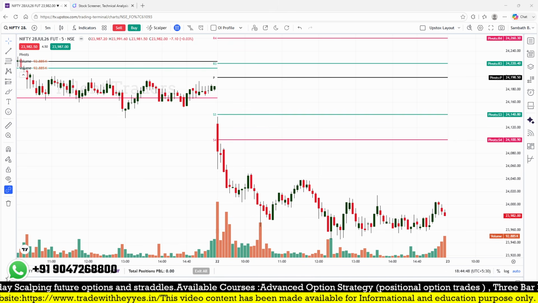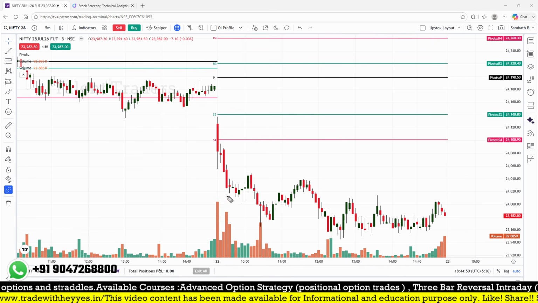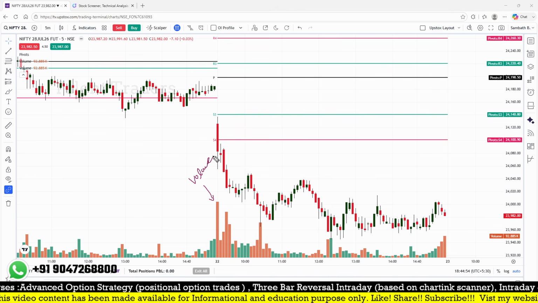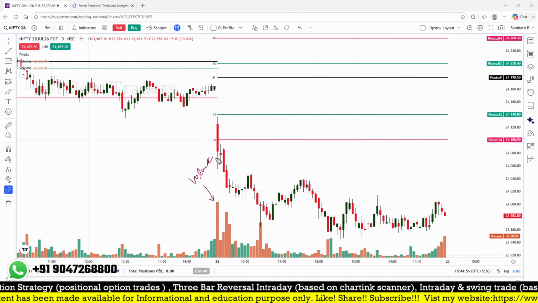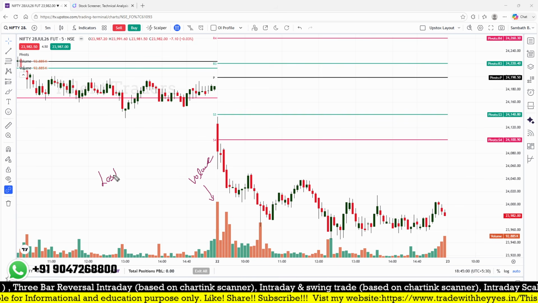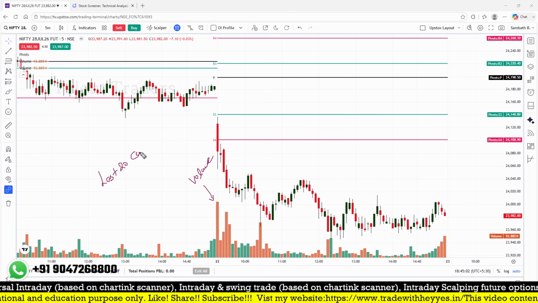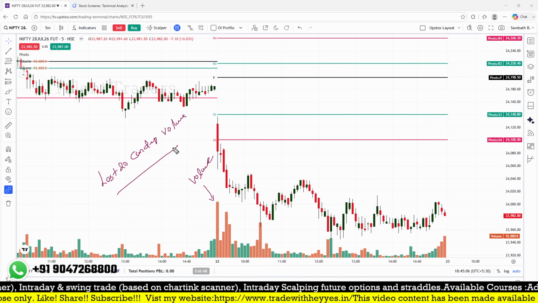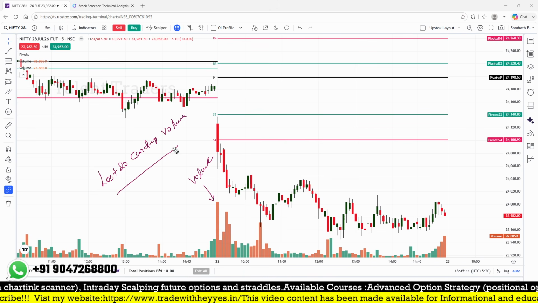How are we going to create this in charting? For example, the current candle volume should be greater than the last 20 candles' volume. If you are planning this, for the last 20 candles, we need to take an average of the last 20 candles.